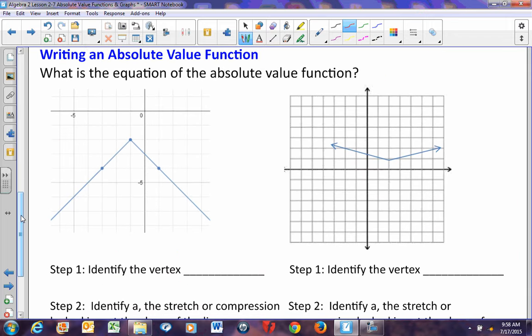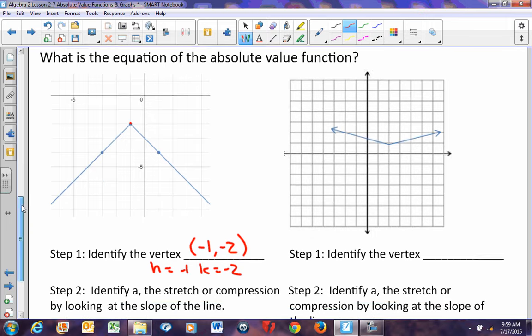Now, can we write an absolute value function equal to the graph? Here are two graphs. We're going to write the absolute value function for these graphs. The first thing you want to do is identify your vertex. That's the easiest thing to do. If I look at this point right here, this is at (-1, -2). So the vertex is (-1, -2), which means h equals -1 and k equals -2.